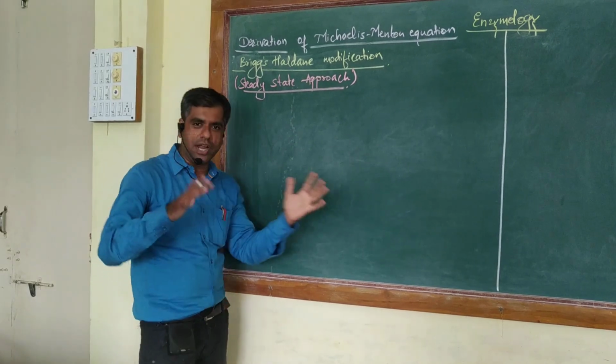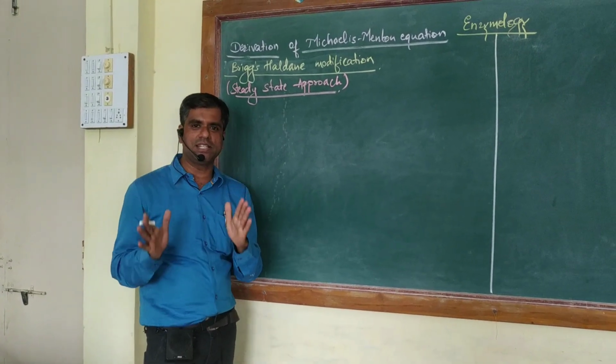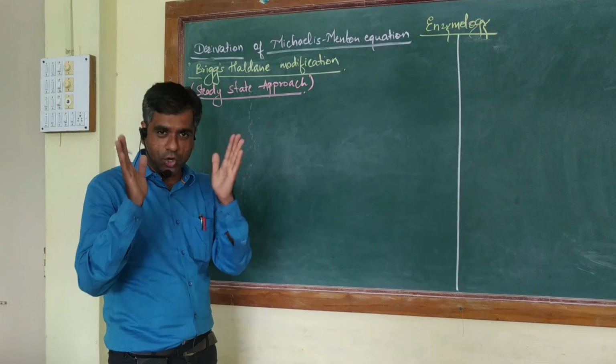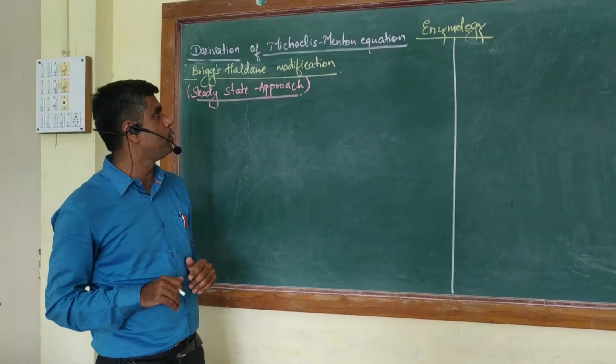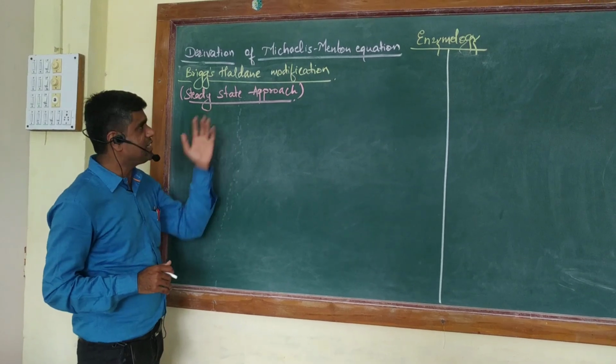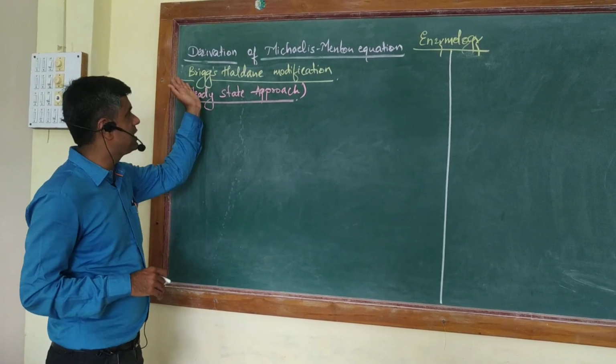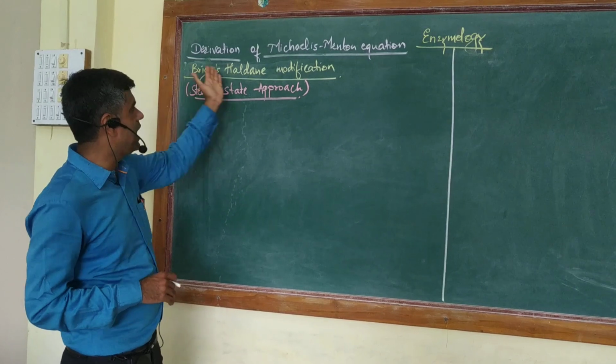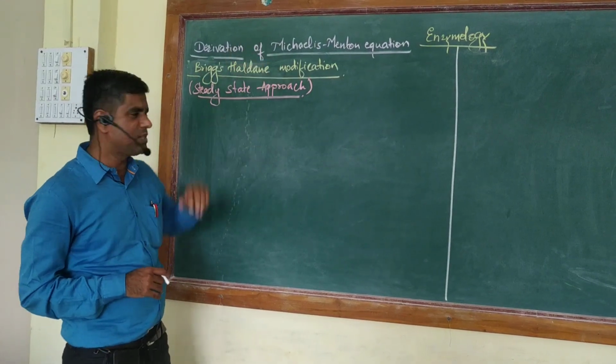Remember, there are two kinds of derivations we have. One is the Michaelis Menten equation derivation by the equilibrium approach, which was the original approach used by Michaelis and Menten, and the second one is the steady state approach that was given by Briggs and Haldane. So it is given as the Briggs Haldane modification of the Michaelis Menten equation.